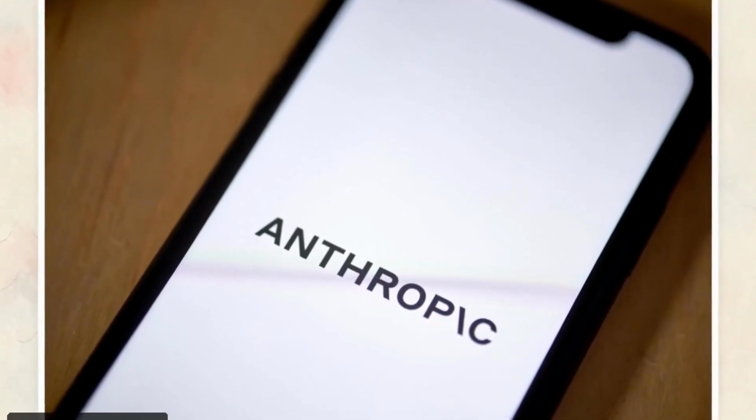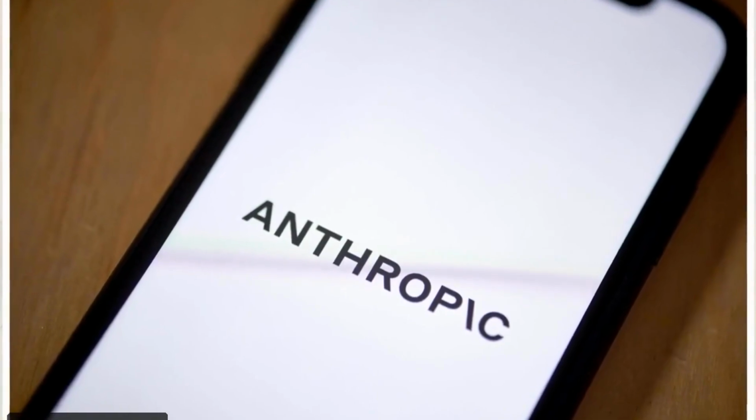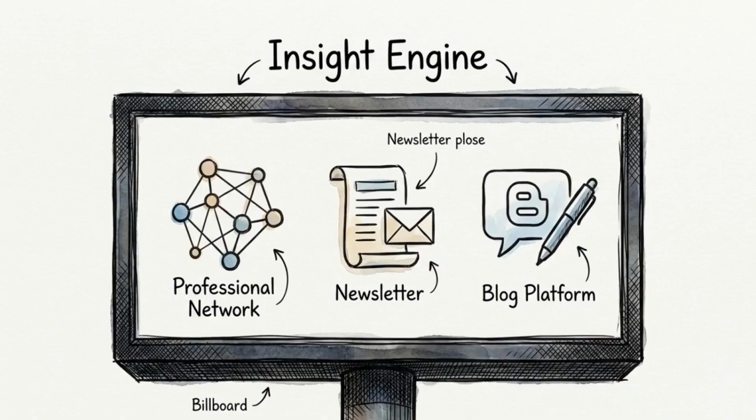Mastering these architectural tools requires understanding the specific technical nuances of the Anthropic ecosystem.